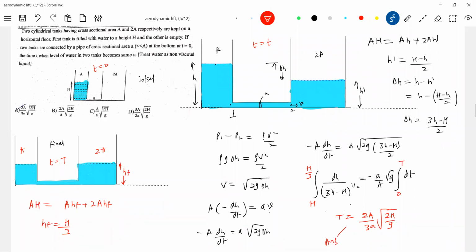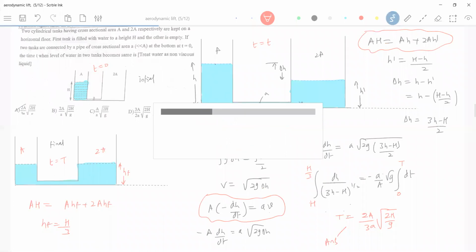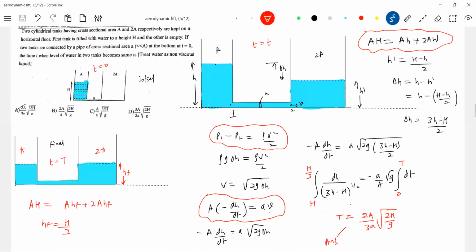Okay, what are the important ideas? The important idea is this one, and this particular thing, and the conservation of this one. I'll scroll down.